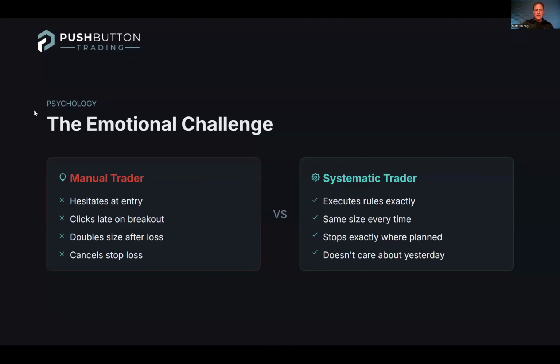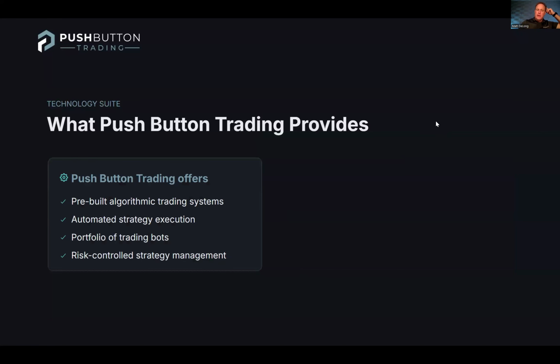Okay. So in this case, what we do is we execute the rules exactly, same time, every time, and stops go exactly where they're calculated, where they're planned. And you guys saw that in our live example. It doesn't really care what happened the day before. Doesn't care about maybe an argument with the significant other. Again, no emotions involved. Okay. So what we built is we actually have some pre-built trading algorithms, one of which we've talked about today was the 10 EMA.